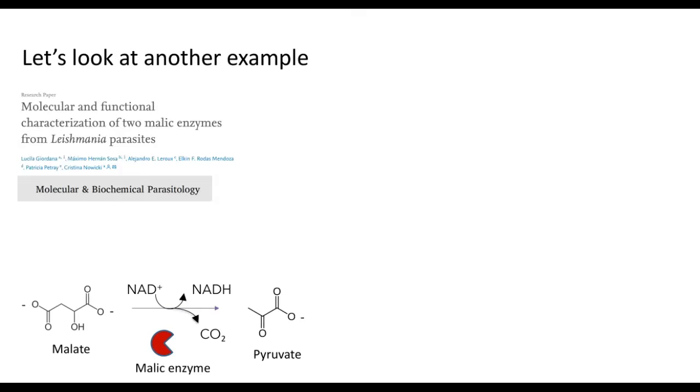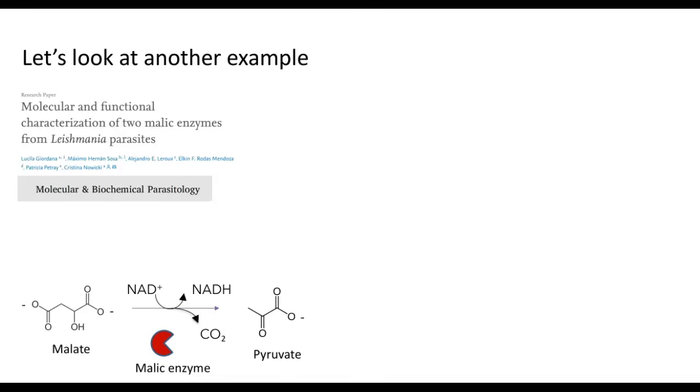Well, you might be wondering, okay, what's a malic enzyme? So here it is. Malic enzyme is going to be the enzyme that catalyzes the conversion of malate to pyruvate. You should be familiar with malate. It's a 4-carbon compound. We normally think about it as being part of the TCA, but look, here we can take it and convert it into the 3-carbon compound pyruvate.